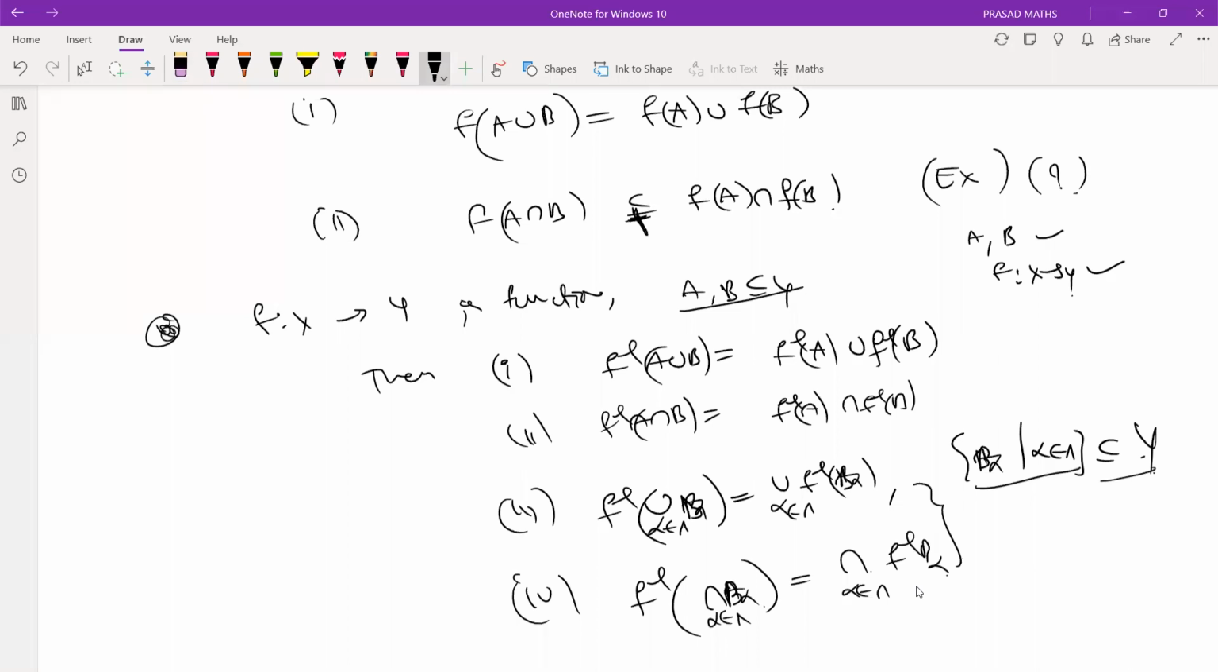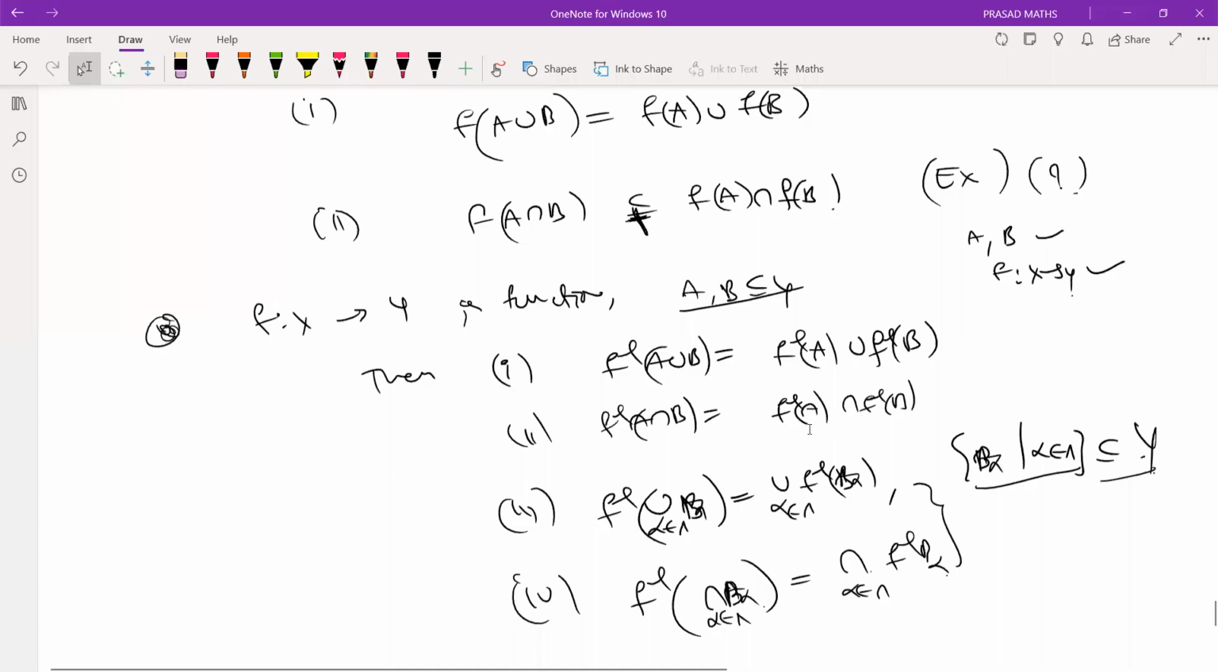Right. Next is equivalent sets and countability. I'm going to start.